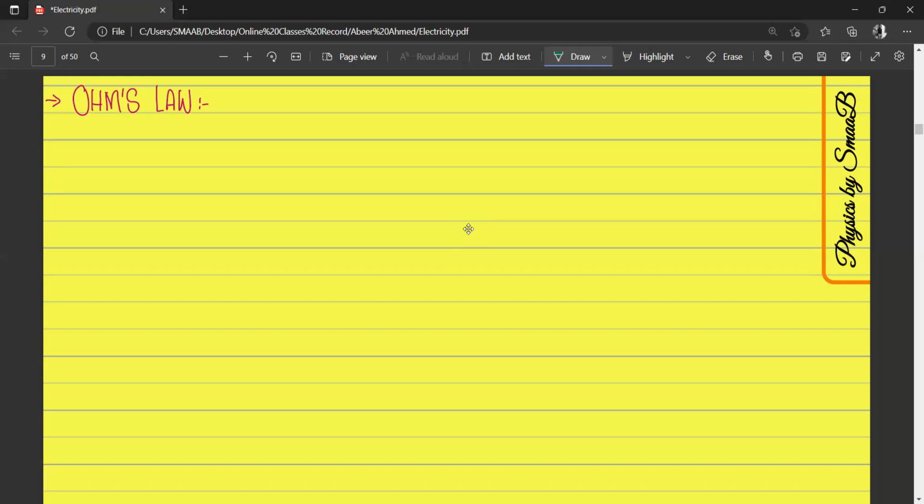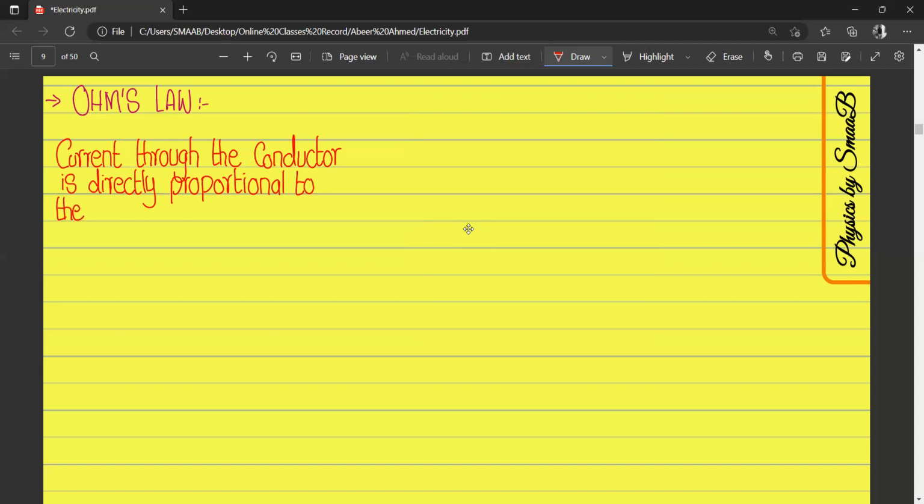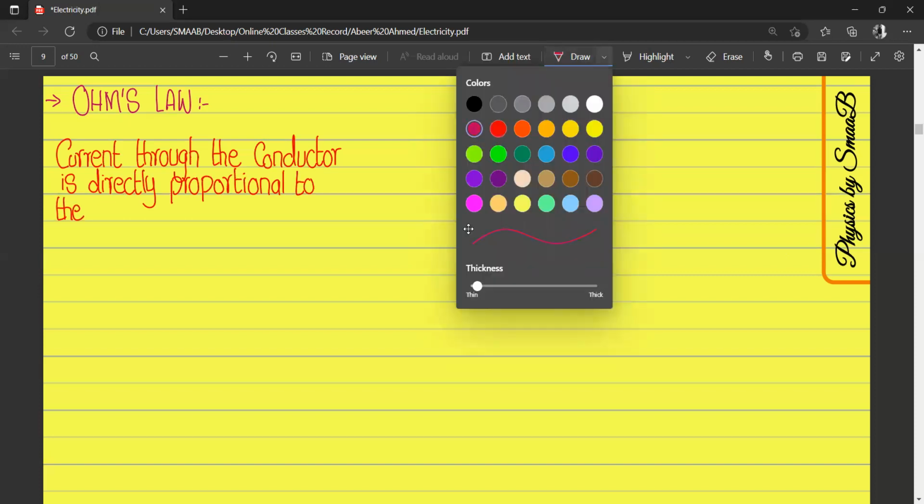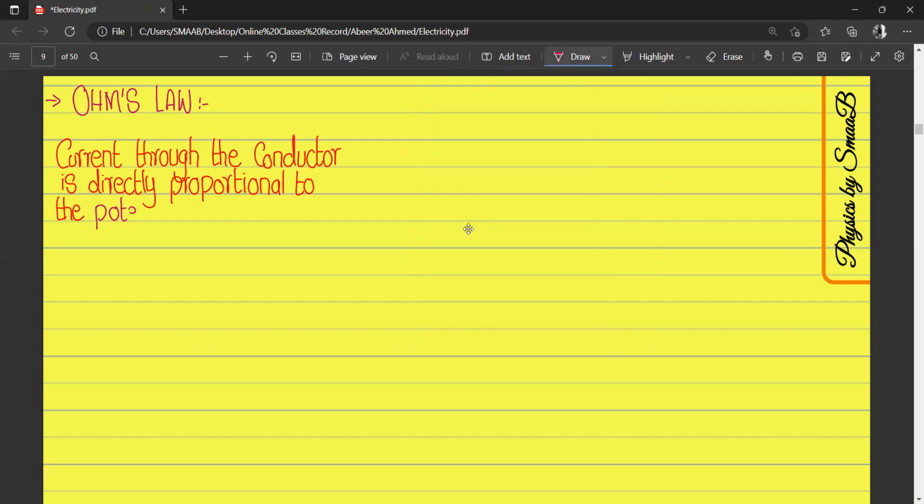So we can write Ohm's law as: current through the conductor is directly proportional to what? Directly proportional to what? Charge? Potential, right?